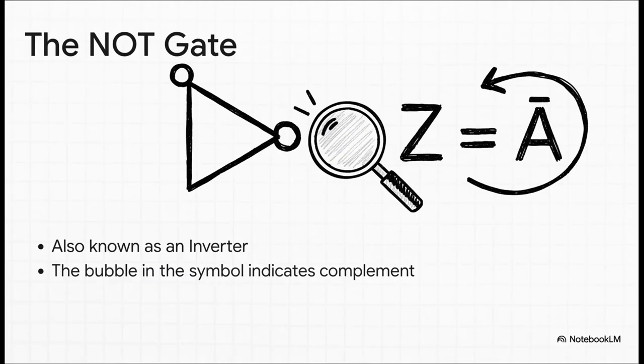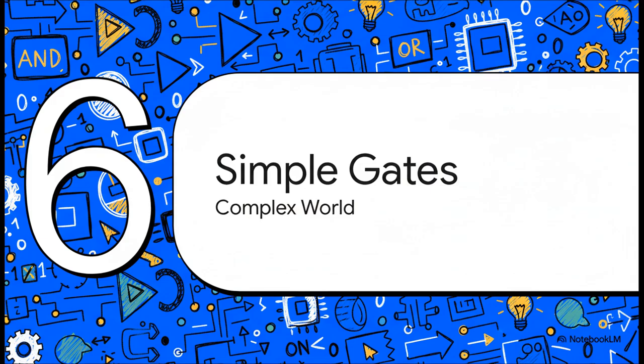This gate is so unique it gets its own special look. That little bubble you see in its symbol, that means inversion. And in its written expression, we put a little bar over the letter to show that the output is always its opposite. So there we have it, our complete toolkit: the agreeable OR, the strict AND, and the rebellious NOT.